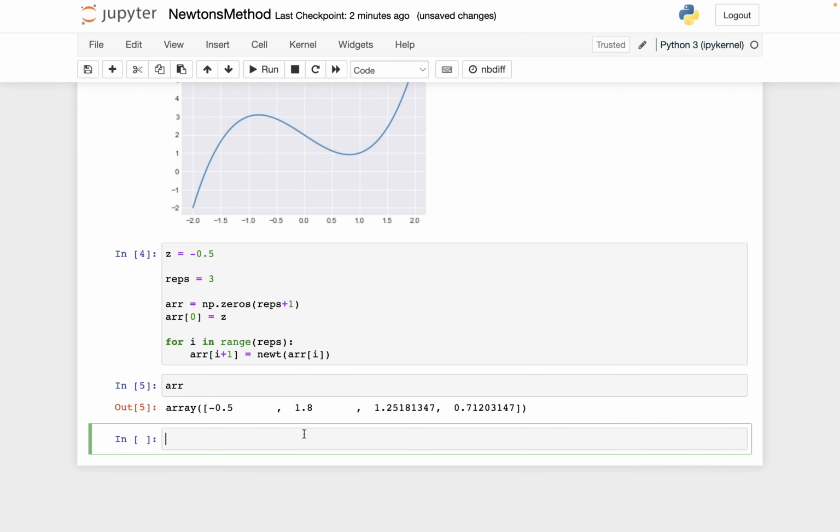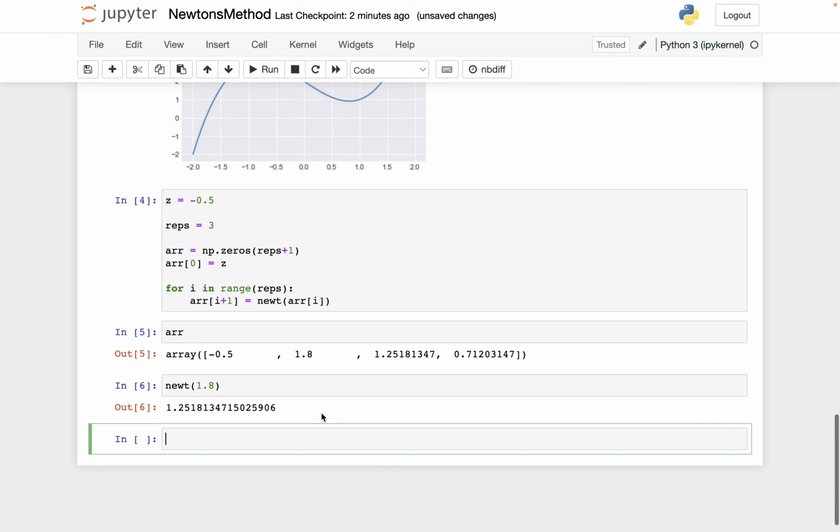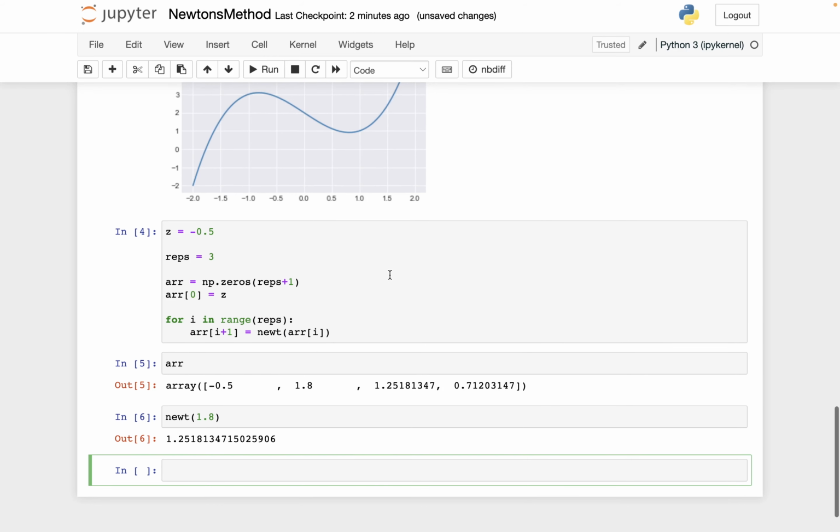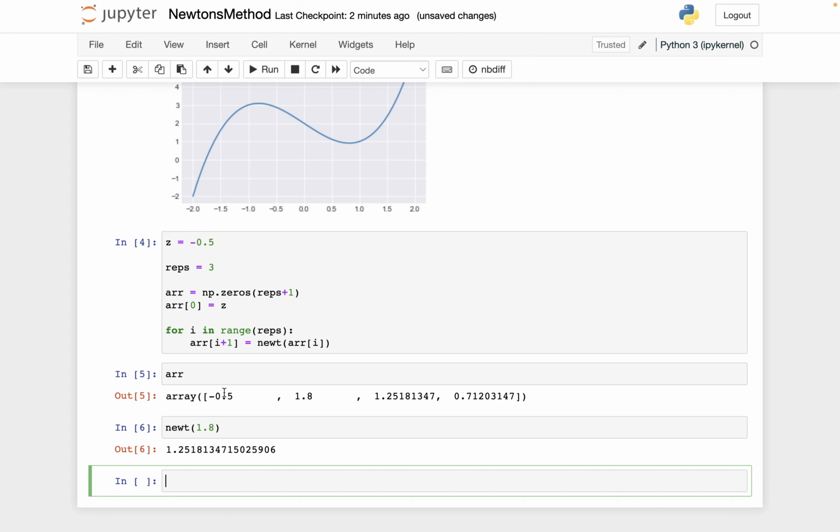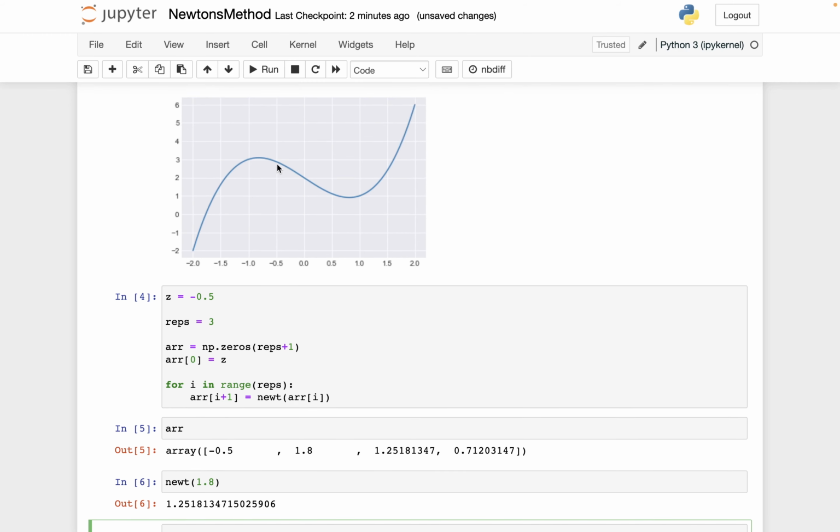And let's check it out. So for example, if I do newt of 1.8, what should I see? Well, I should see exactly this value. Okay, good. So this seems to be working correctly. And so let's just look at where they are. We started over here as our estimate for the root, and then we wound up over here at 1.8. Then we jumped back here to 1.2. So I guess my estimate was pretty off for where the tangent line was going to intersect. And then we got 0.7.